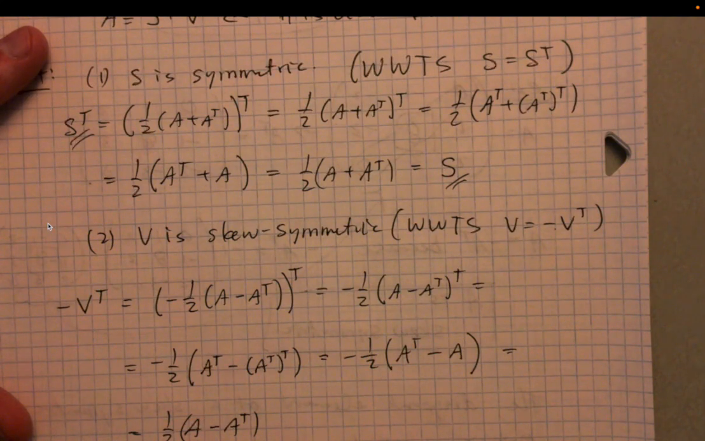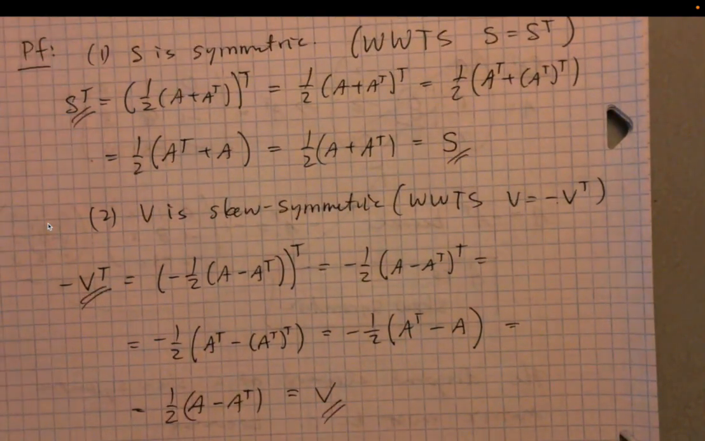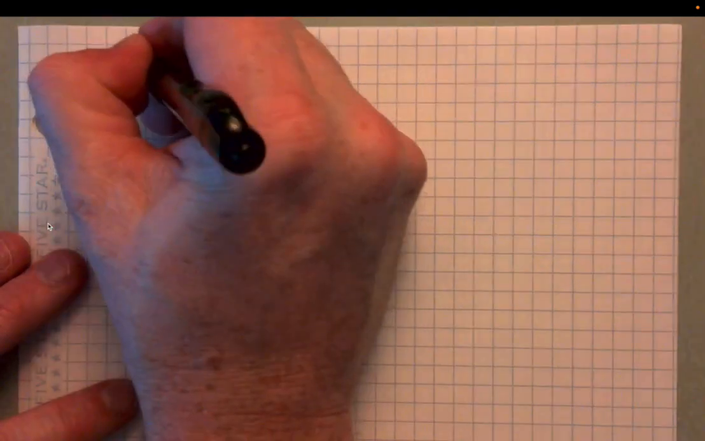And so this is equal to, well, this is just V, isn't it? So you've got negative V transpose is equal to V. So the negative transpose is equal to the original. That means V is skew symmetric. And then finally, we need to show that A is equal to S plus V.